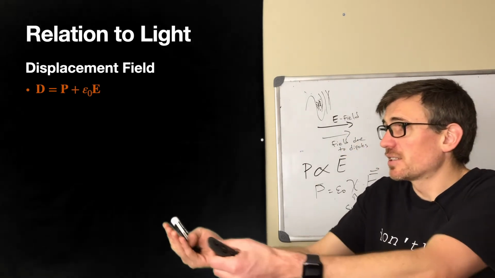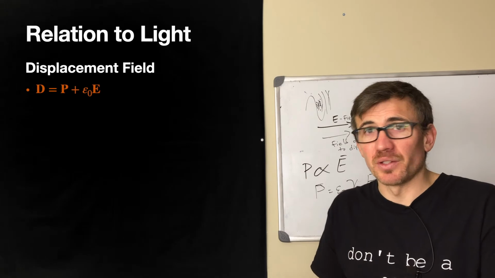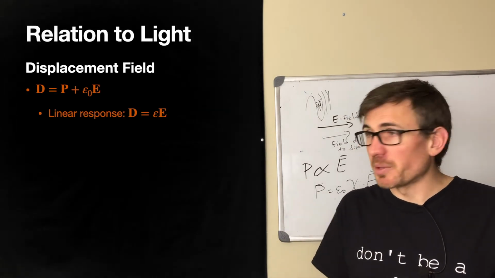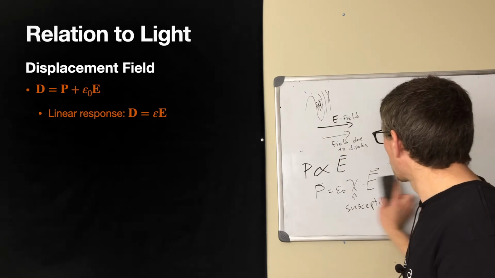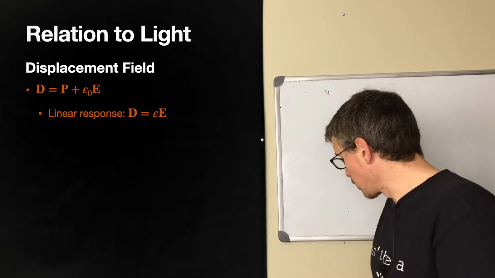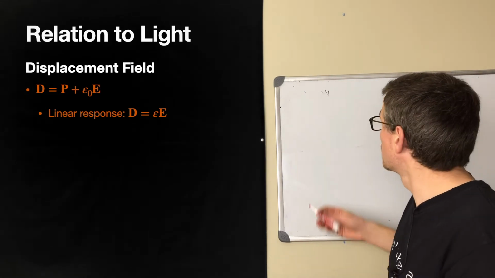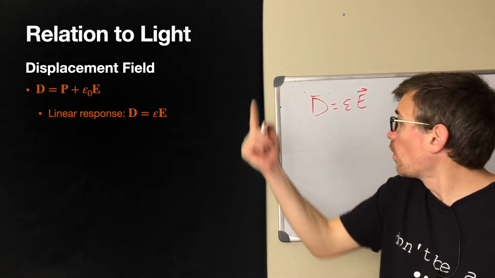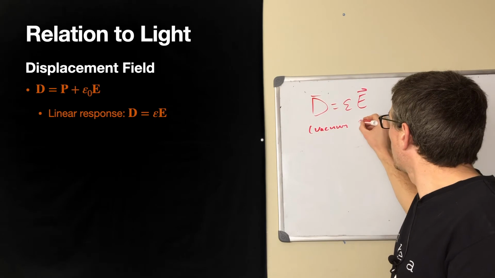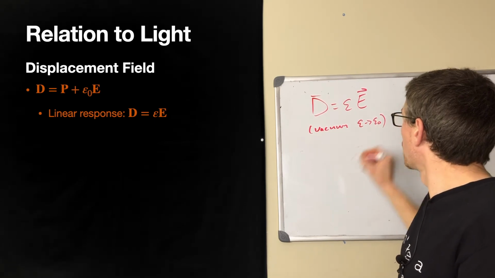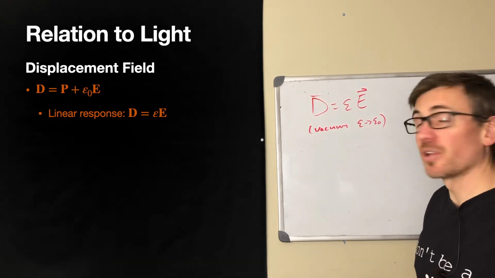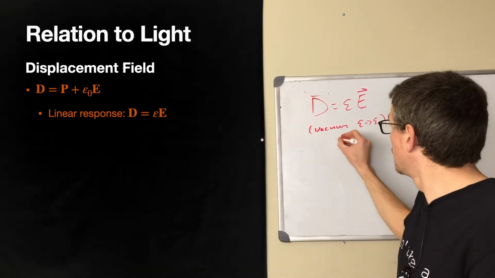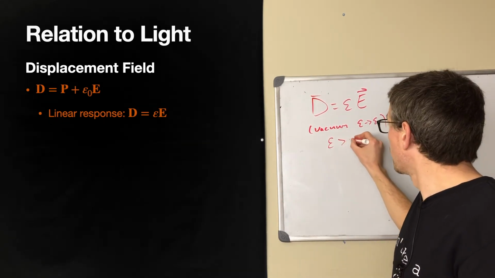And since the induced polarization is linear, it's reasonable to assume that the displacement is linear. So it has a constant of proportionality as well, and that constant of proportionality is called epsilon, the permittivity, right? If we go all the way down to vacuum, epsilon goes to epsilon naught, and D is just equal to epsilon naught times E. In general, though, in a medium, epsilon is greater than epsilon naught.